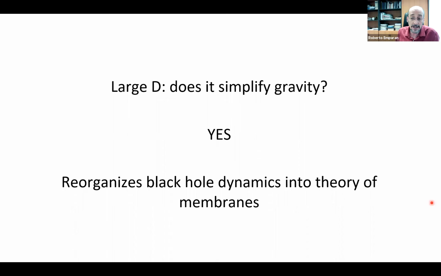Well, what I will try to argue for you in this talk is that yes, large D simplifies gravity. It simplifies at least some sectors of the dynamics, and in particular, it simplifies the sector of black hole dynamics, the fluctuations of the black hole horizons. Because then, these dynamics can be reorganized into a theory of membranes. We will get effective theories for membranes describing black holes in this large D limit. So black hole dynamics simplifies.